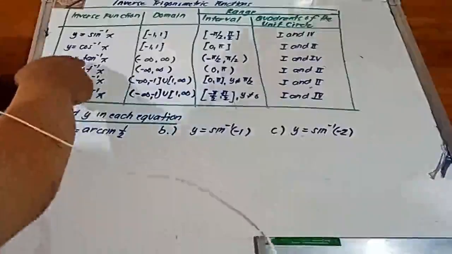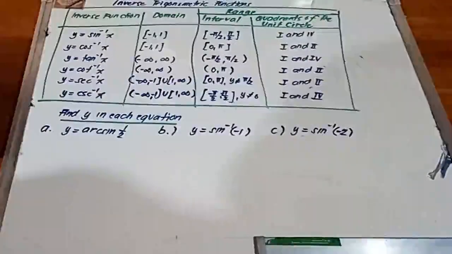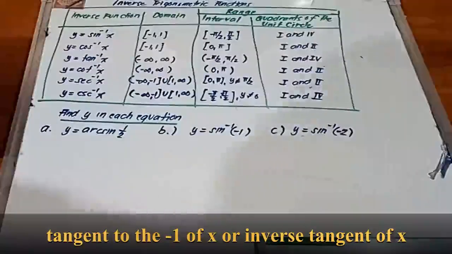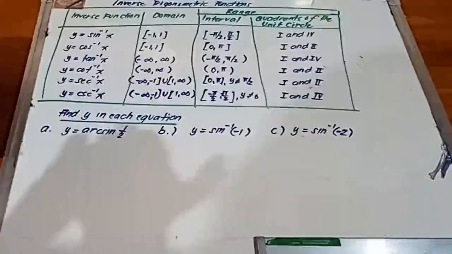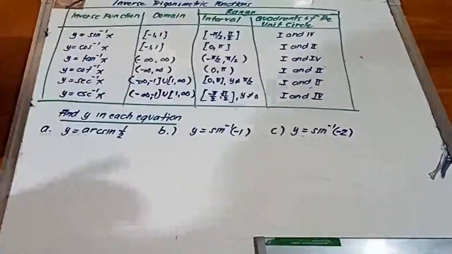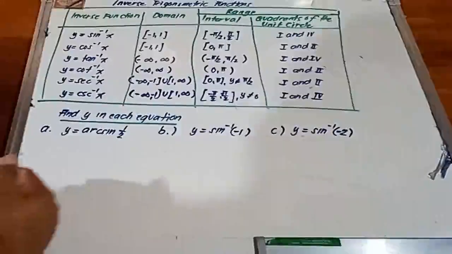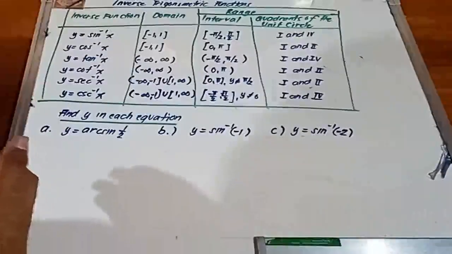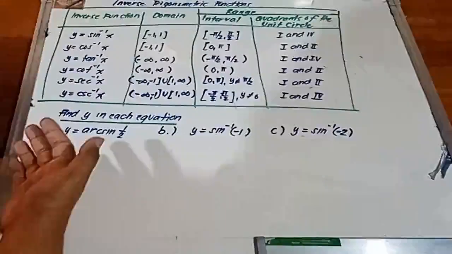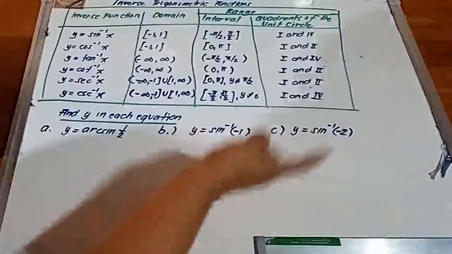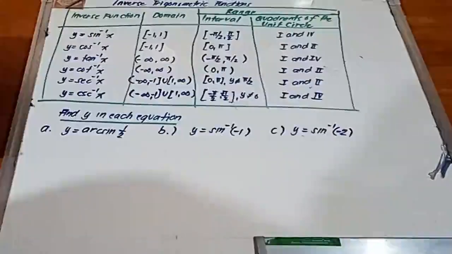Okay? And for the inverse of tangent, y equals tangent to the negative 1 of x, ang domain niya is from negative infinity to positive infinity. At kung mapapansin niyo sa ating previous video, yung graph niya nag-extend from both sides of the x-axis. Kaya siya ay negative infinity to positive infinity ang kanyang domain. At ang interval niya, yung negative pi over 2 and pi over 2, horizontal asymptotes of the inverse tangent function. So nagre-range lang siya sa quadrants of the unit circle from first quadrant and fourth quadrant only.